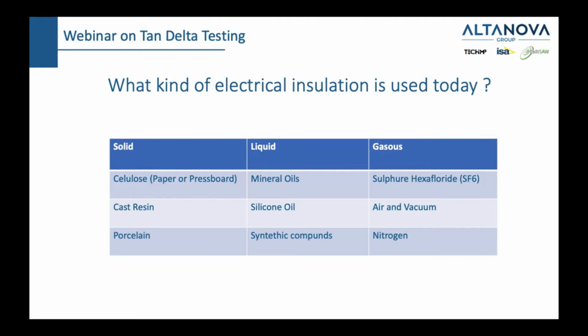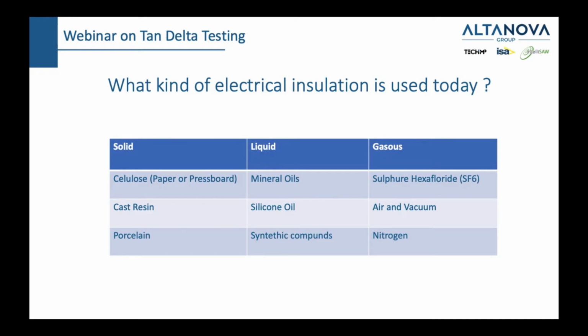Solid would be cellulose, which is paper and pressboard, something which you will often find in a power transformer, for example while wrapping the primary or the secondary winding. We can also use cast resin as a type of solid insulation, and we can also use porcelain, which is very often used, for example, for bushings and similar current and voltage transformers.